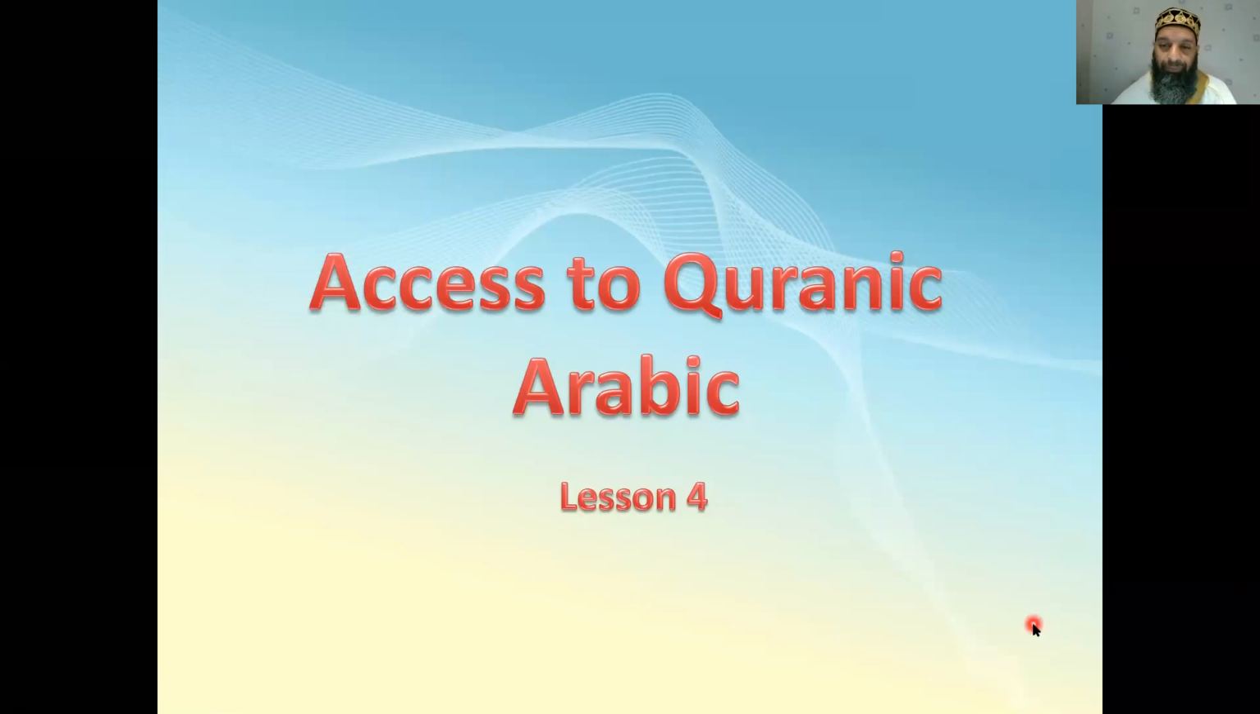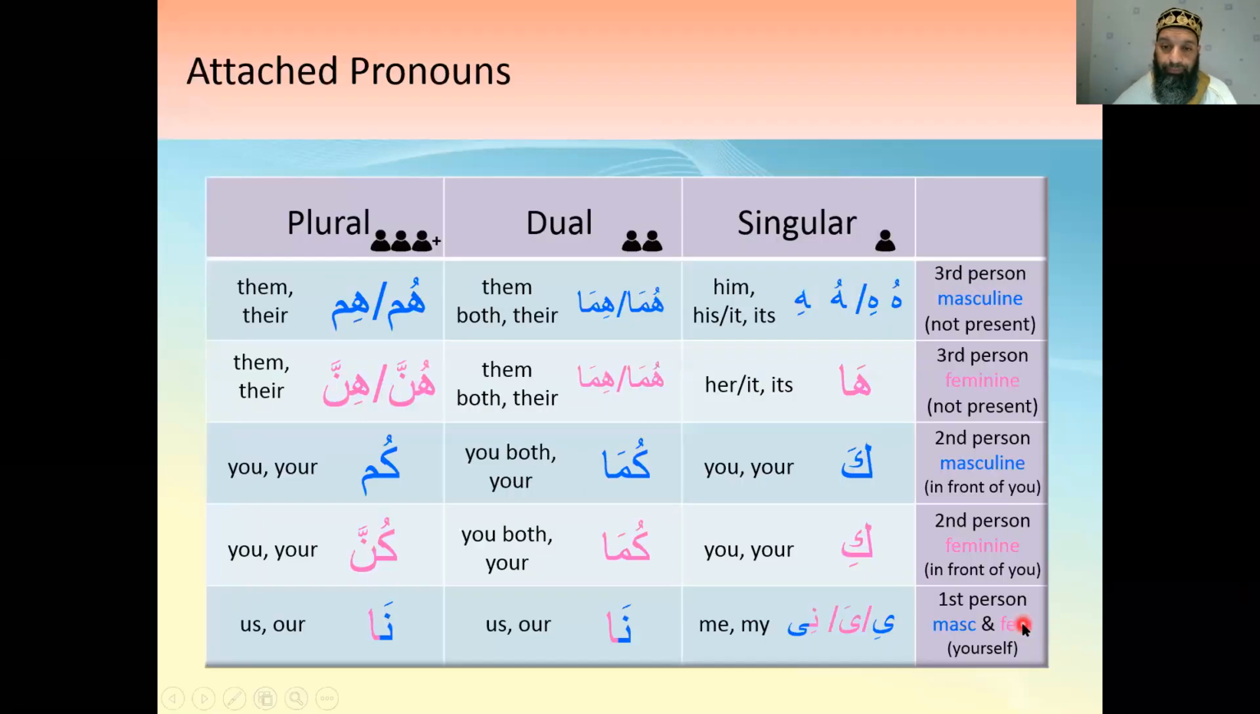Right, okay, so lesson four. So these were the attached pronouns. These are the ones that come and attach onto the word. So you've got, when you're talking about his, like kitabuhu, his book. Kitabuhuma, their two's book. Kitabuhum, their all's book. Kitabuha, her book. Kitabuhuma, their two's book. Kitabuhunna, their all's book, women.